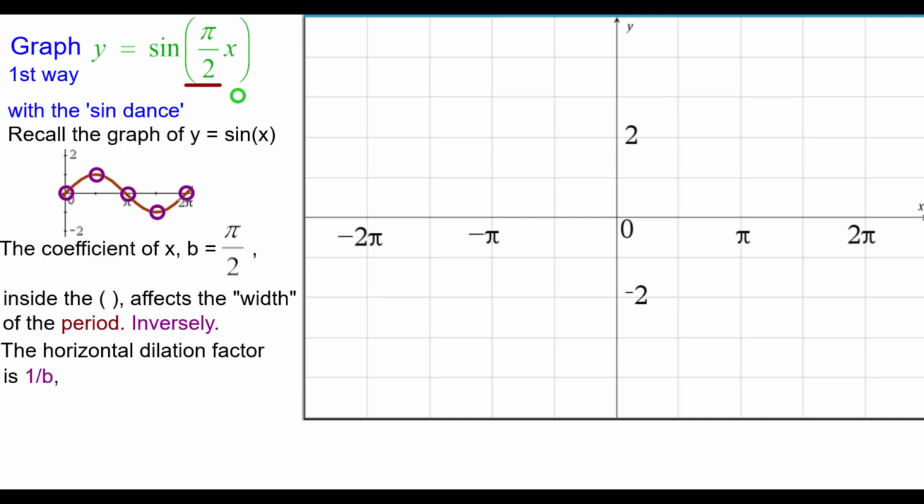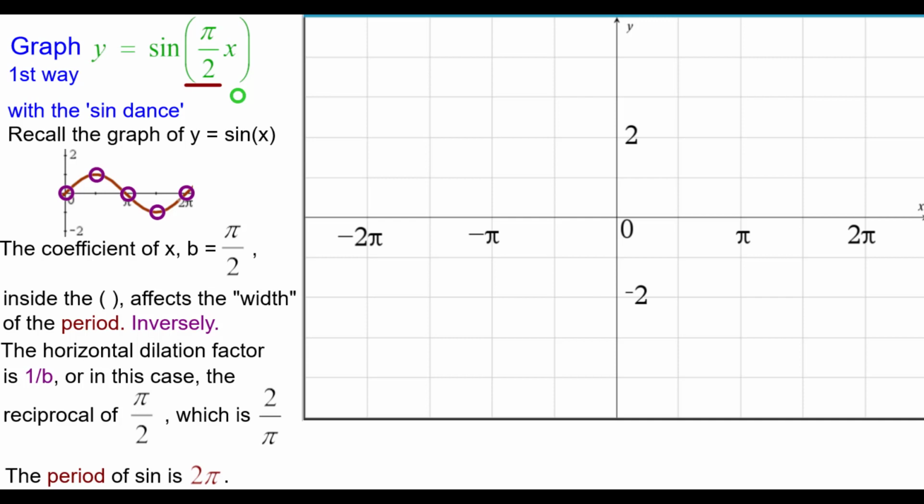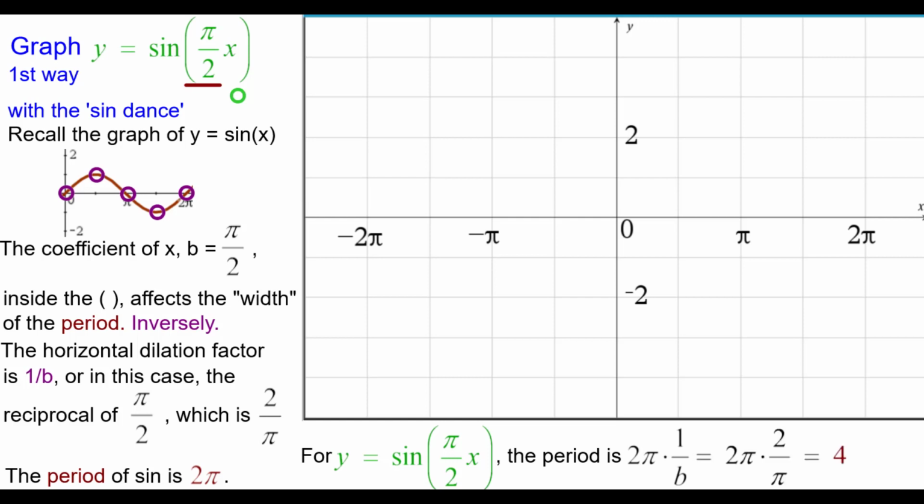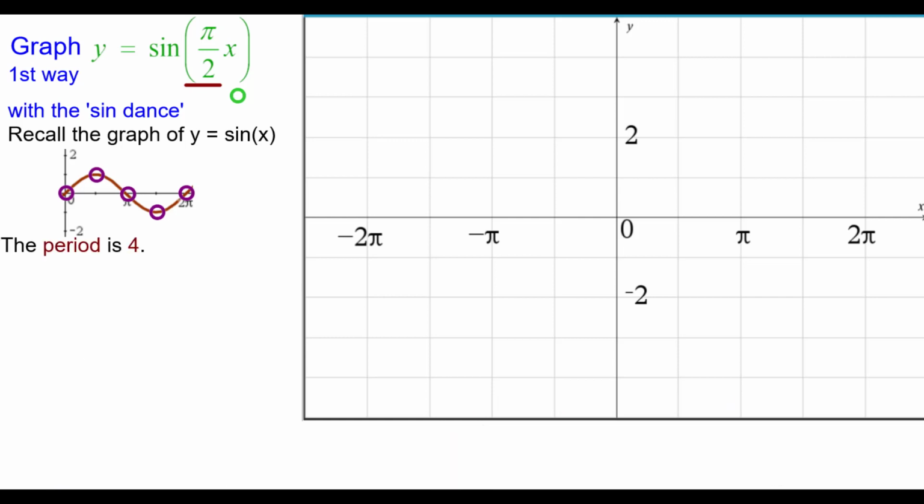The horizontal dilation factor, you may recall, is the reciprocal of that value for b. Or in this case, the reciprocal of pi divided by 2 is 2 divided by pi. Period of the sine function is normally 2 pi. For y equals a sine of the quantity pi over 2 times x, the period is going to be 2 pi times the reciprocal of b, which in this case is 4. Pause as needed. The period is 4. That's not 4 pi, notice. Remember that.